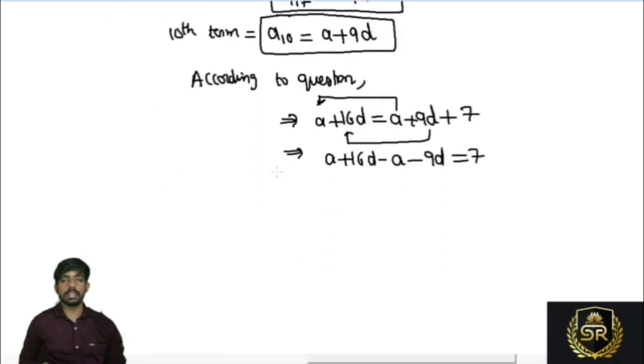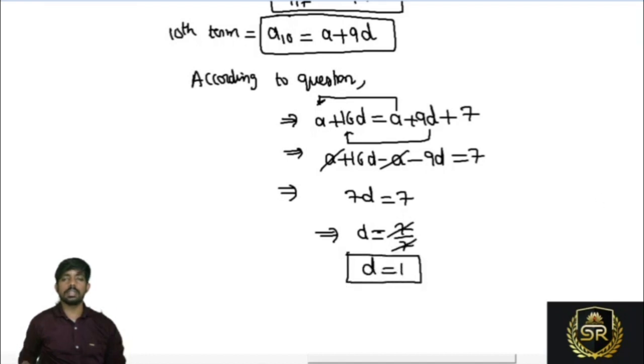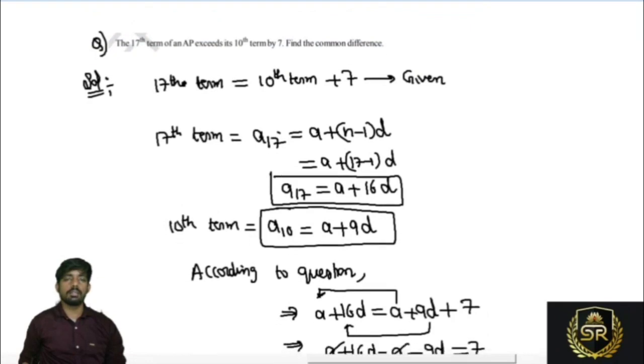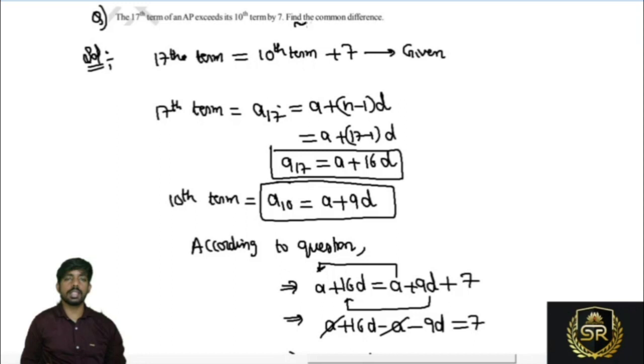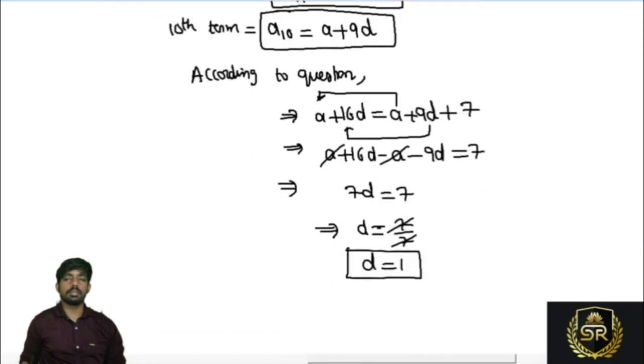So from here we can say that plus A minus A cancel. 16 minus 9 is how much? 7. 7d is equal to 7. So d is equal to 7 by 7. 7 ones are 7, so d is equal to 1. Hence we have d equal to 1. The common difference is what is asked, so we got the common difference. Therefore the solution is the common difference d equals 1. Clear?